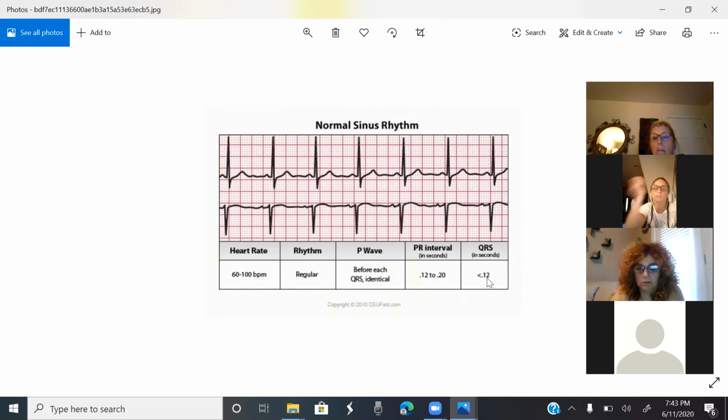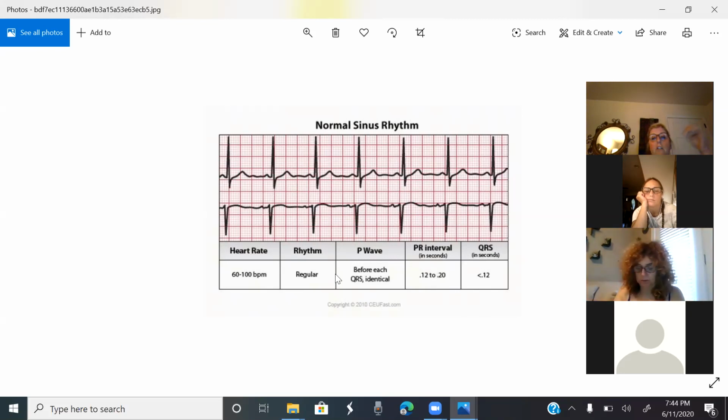So now my QRS should be less than 0.12, right? If I measure it, I can see it better down here, this is just a different deflection. How many blocks is that? Maybe 1? Do y'all agree that that's 1 block from the Q to the S? Well, let's see, it's probably half a block, maybe 1.5. Is it less than 0.12? Yes, because it's not 3 blocks wide. So again, our QRS is normal. This is what normal sinus rhythm looks like.